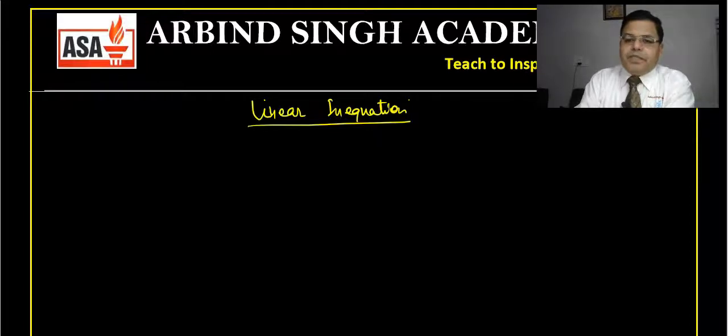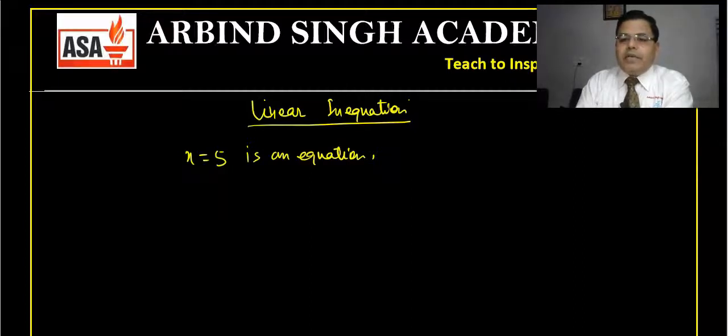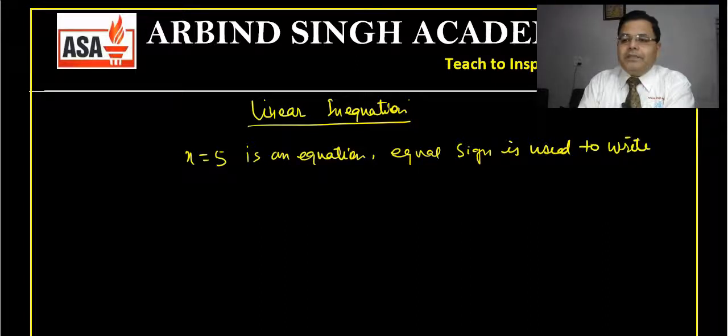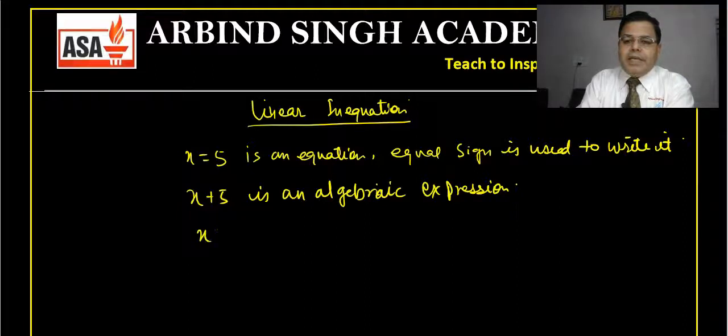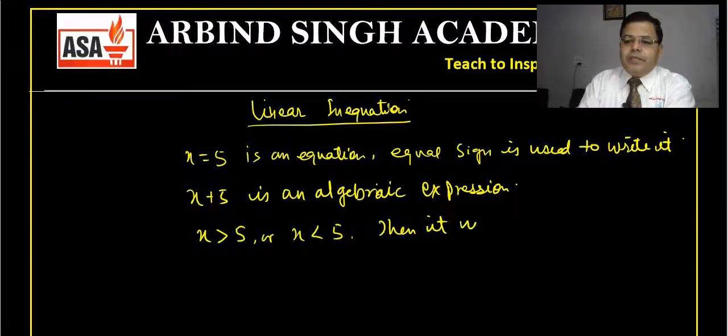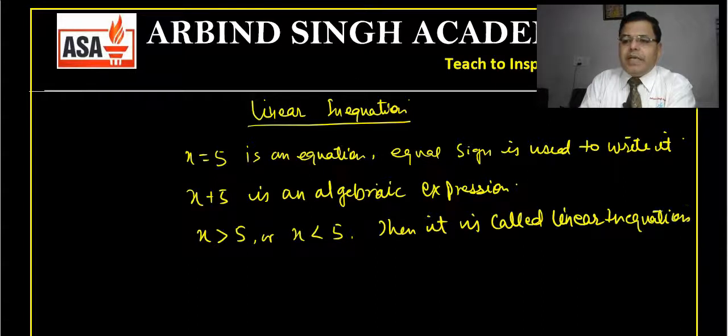If I am writing, suppose, x is equal to 5, it is an equation. Why? Because an equal sign is used here. If I am writing x plus 5, it is an algebraic expression. But if I am writing here x is greater than 5 or x is less than 5, then it is called linear inequation, because here inequality is used.